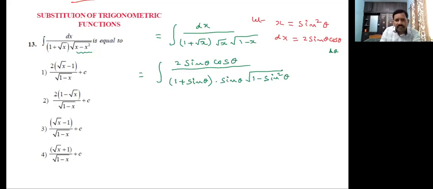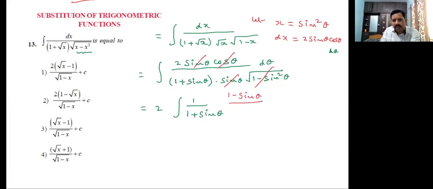Sine theta is going to cancel, and cos theta under root 1 minus sine square theta is going to cancel. Now the remaining terms we can write. That is equal to 2 into integration 1 by (1 plus sine theta) d theta. So here, how to do the integration? Already we know: multiply numerator and denominator with (1 minus sine theta). Then calculate, we get it easily.